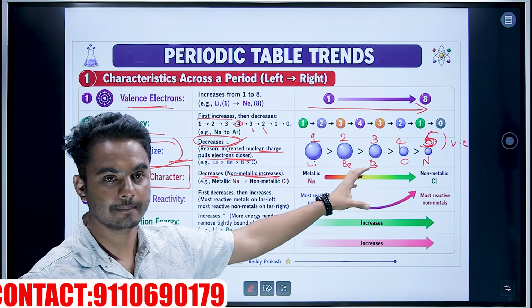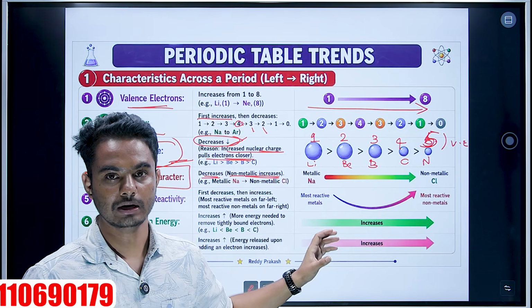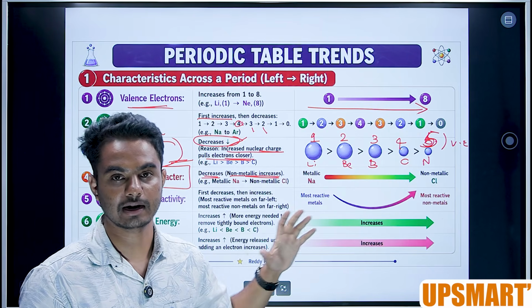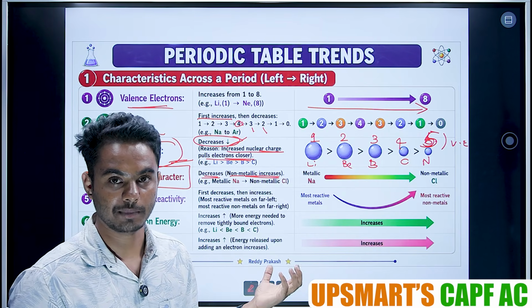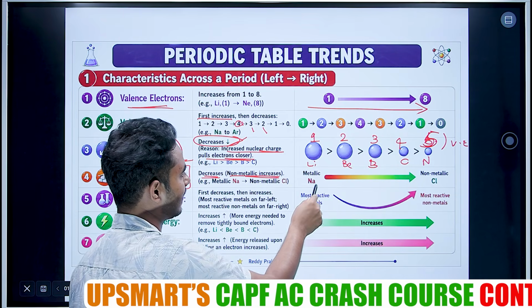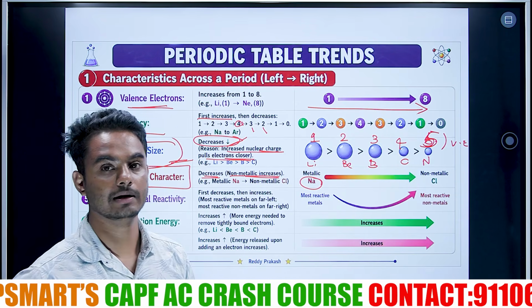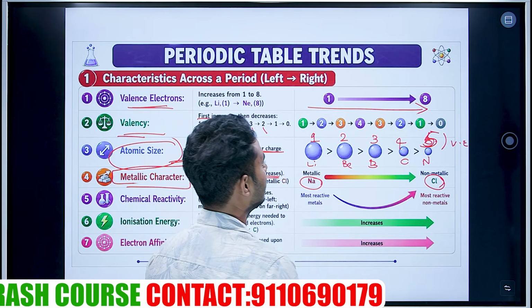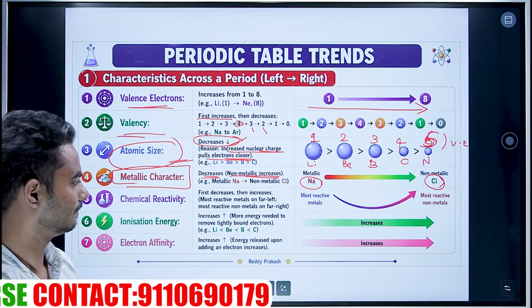Initially, metals will be more. Going on, metals will decrease. That means metallic character will decrease. Non-metallic character will increase. Easy. Sodium is a metallic character, one of the highly reactive metallic character. Chlorine is non-metallic nature, highly reactive but non-metallic in nature.